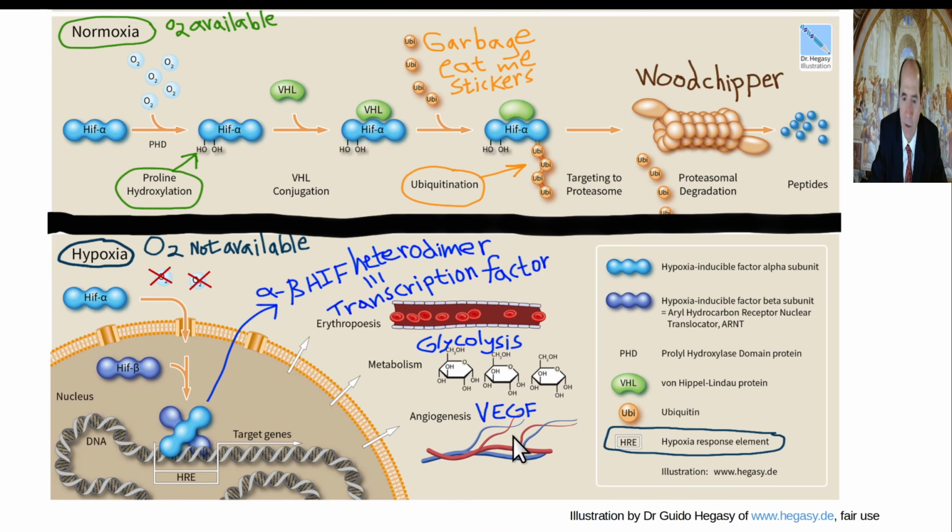And it's going to increase vascular endothelial growth factor, which is going to cause new blood vessels to grow into the area of the hypoxic tissue to give it more oxygen. But if it's a tumor, it's going to cause new blood vessels to grow in, which might permit metastatic cells to spread.